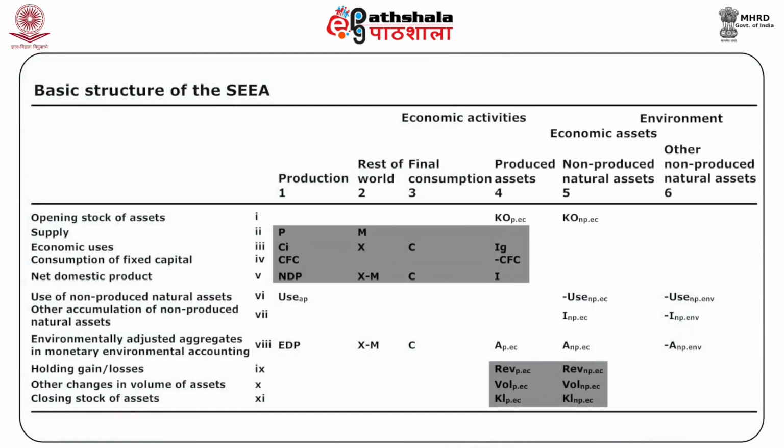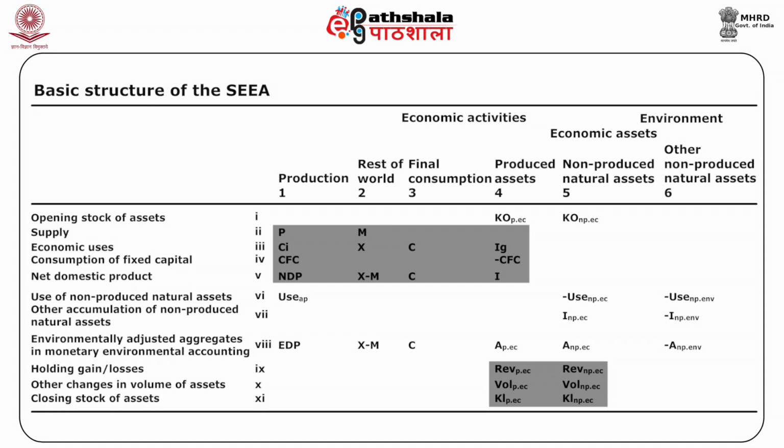Now, if you look at this table, which covers the conventional SNA aggregates, K with the subscript P.EC is the value of stocks of human-made or produced capital, and K with the subscript NP.EC is the value of stocks of natural resources like oil, gas, cultivated forests and so on, and they both are shown in row 1.